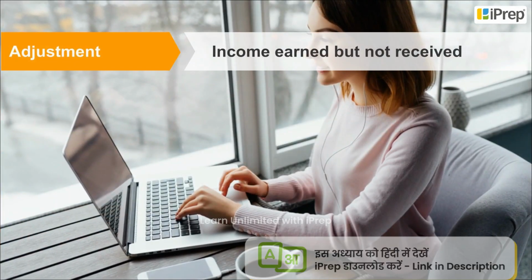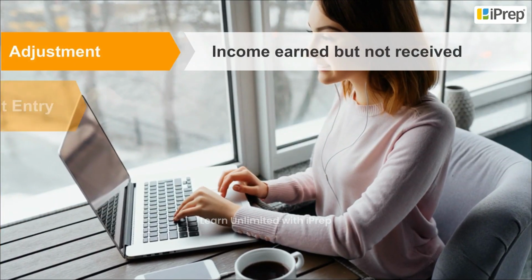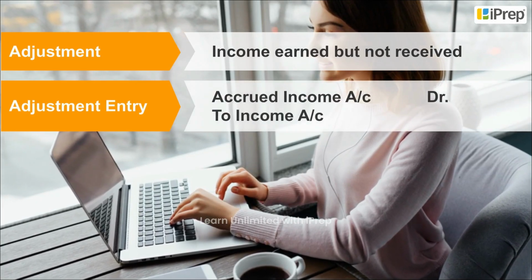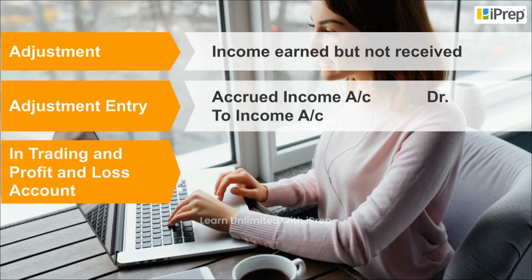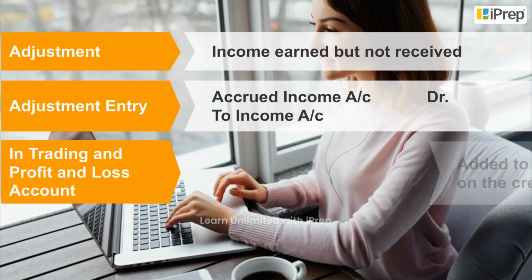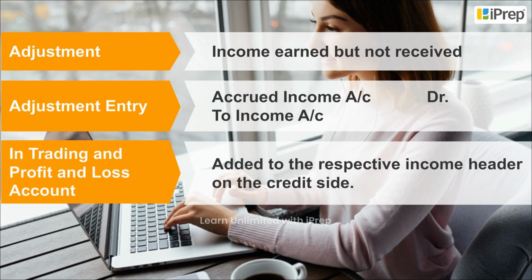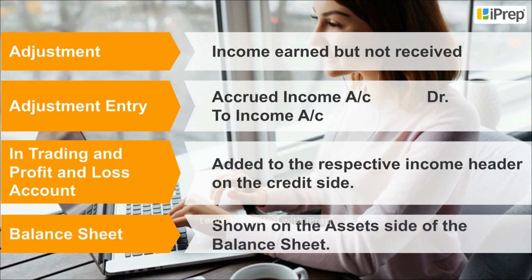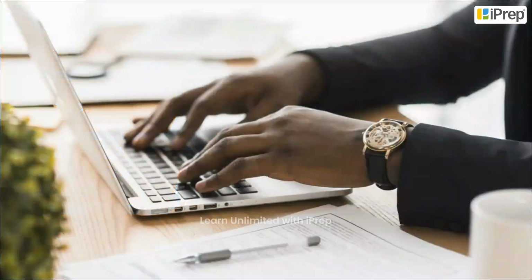Adjustment: income earned but not received. Adjustment entry: accrued income account debited to income account. In trading and profit and loss account, added to the respective income header on the credit side. In the balance sheet, shown on the asset side of the balance sheet.